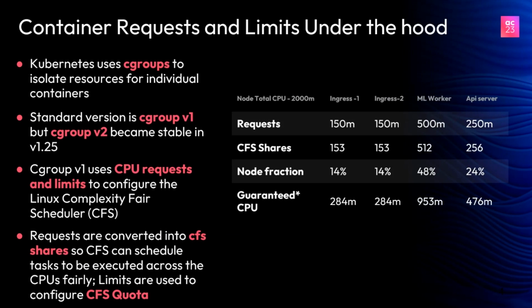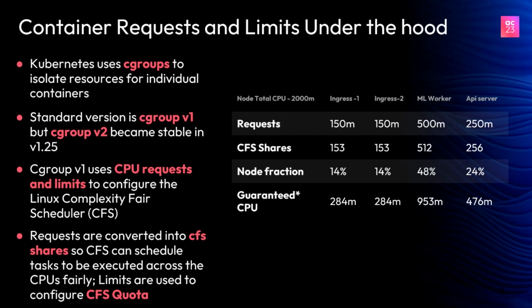So before going into the complexity, let's see how container requests and limits work under the hood. Kubernetes has a process called kubelet, which has to run on each node. The main purpose of this kubelet is to assign requests and limits to the containers. There is a concept called cgroups, and cgroups are the main component which isolates the resources for the individual containers.